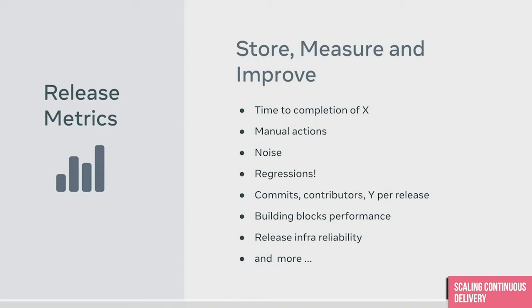Commits, contributors, everything per release, like all the metadata and data about this release, is also important. For example, the number of contributors or the number of commits. The code base is growing, the teams are growing. It might be that we added a new package as a dependency, and suddenly we see so many commits. We should track those. Building block performance, reliability, release info reliability, and more. There are many metrics you could measure, and it's important to measure them.